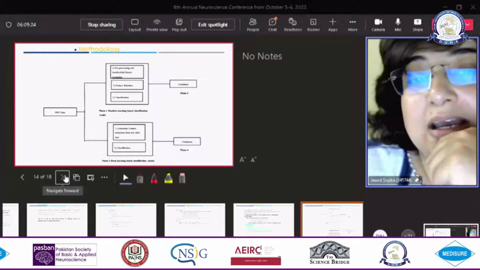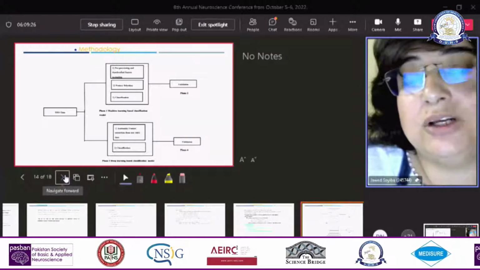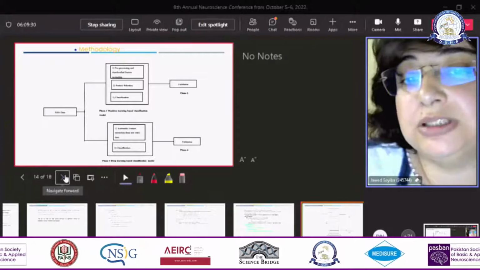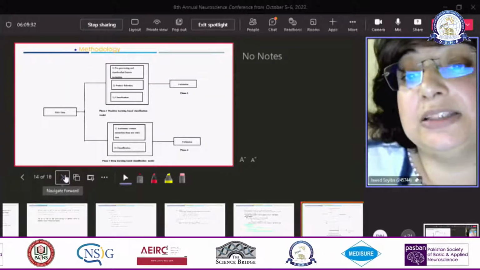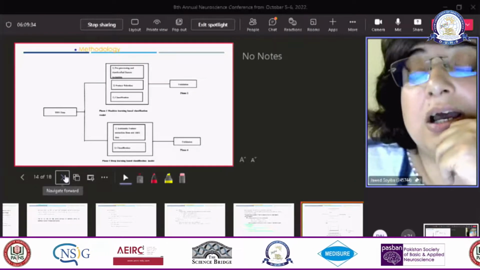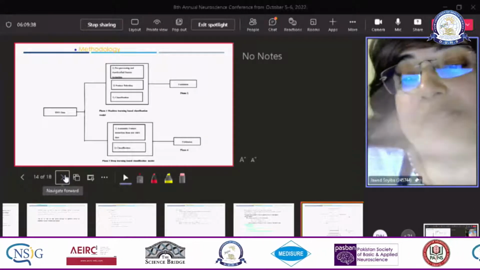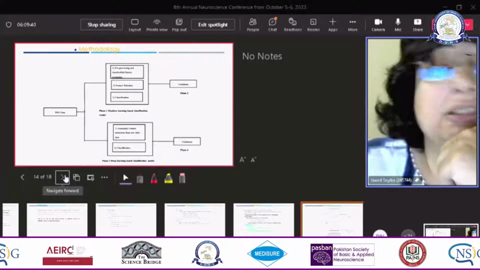So basically there are 2 steps. We collect the EEG data from the students who were learning, then we pre-process the data, extract features, and then classify into 2 groups. In the second phase, we use deep learning models, and we classify the students into visual learners and non-visual learners.